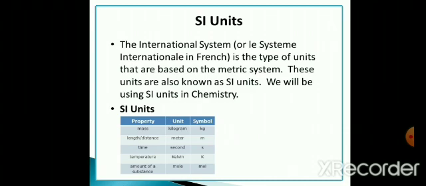But the internationally accepted system of units is SI units. The International System, or Système International in French, is a type of units that are based on the metric system. And this SI system is the system of units that we are following today. A few examples for SI units are kilogram, meter, second, Kelvin, mole, etc.